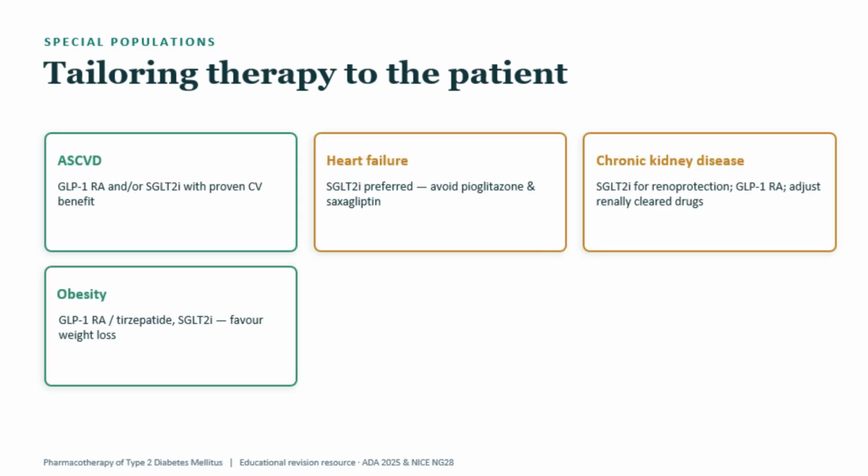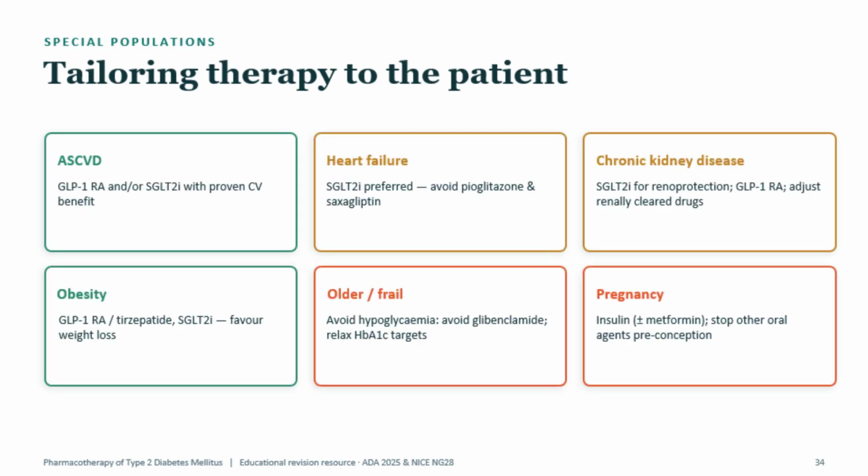Let's make it patient specific, because the exam and real life both love this. Match the drug to the dominant problem. Cardiovascular disease, GLP-1 or SGLT2 with proven benefit. Heart failure, SGLT2 is your friend, and avoid pioglitazone and saxagliptin. Kidney disease, SGLT2 for protection, and watch the renally cleared drugs.